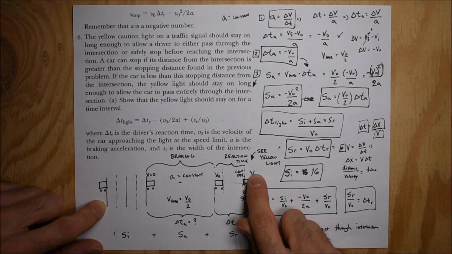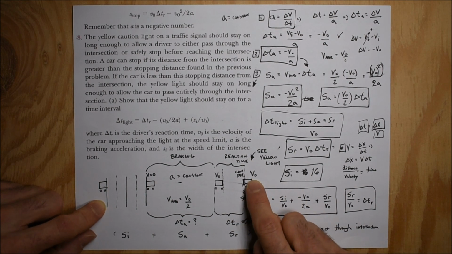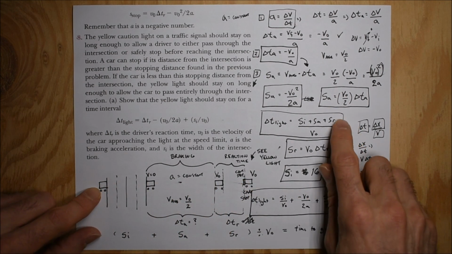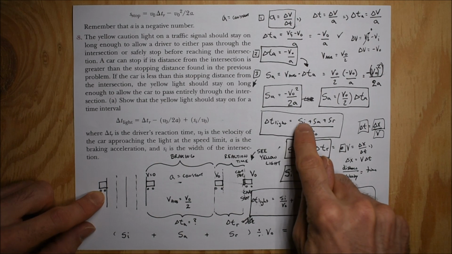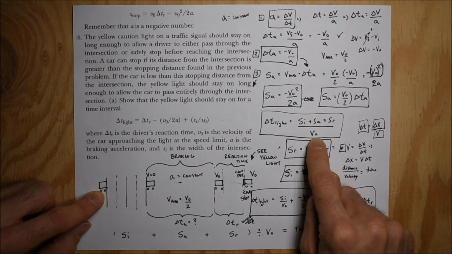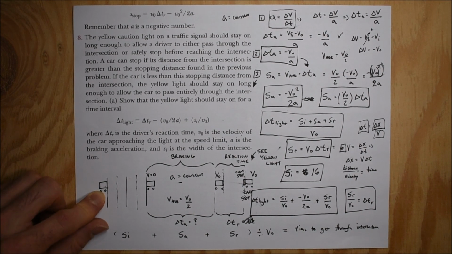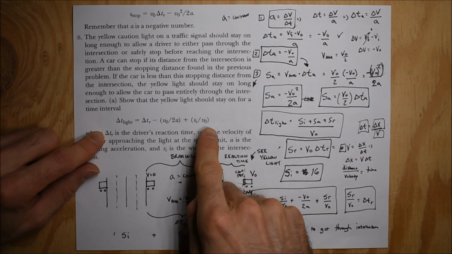We're not going to do anything once we see that yellow light. We're just going to go the same speed limit, and we have to travel all these distances. And that's why it's SI, SA, SR divided by V naught. Got to throw some more time on the clock. Alright, now the only thing that's different is I wrote them in opposite order.